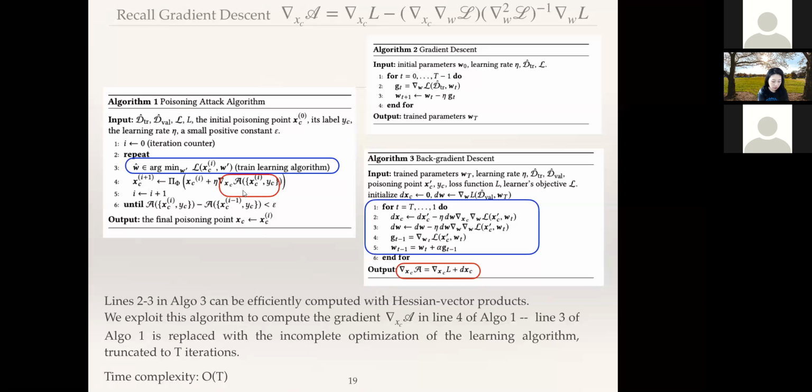Okay, now let's see what's going on. You can see that instead of going forward, it is actually doing things backwards, so it's T from capital T to 1. First, you update the DXC through this quantity here. What is this quantity?